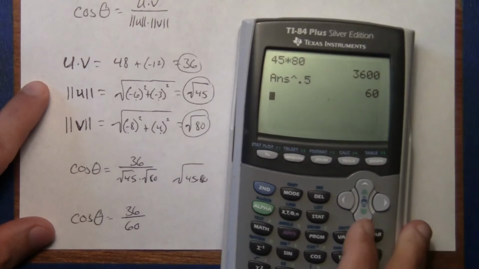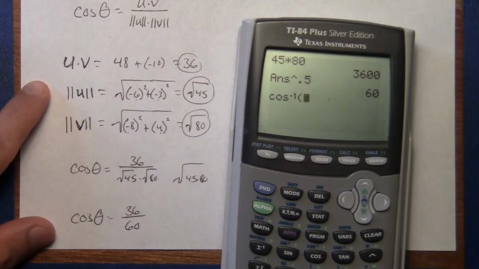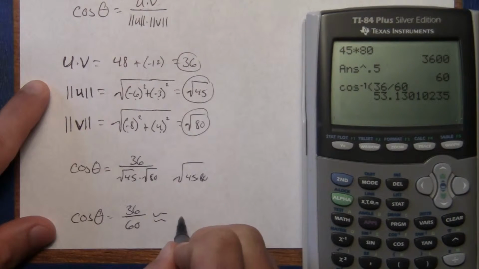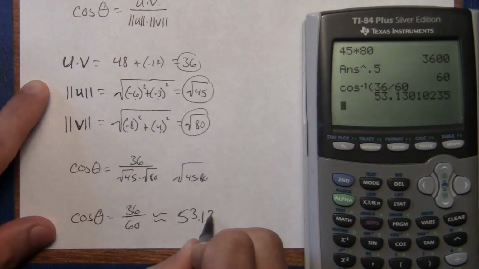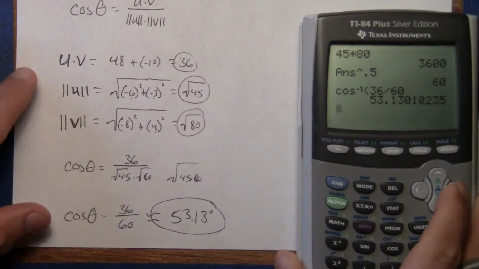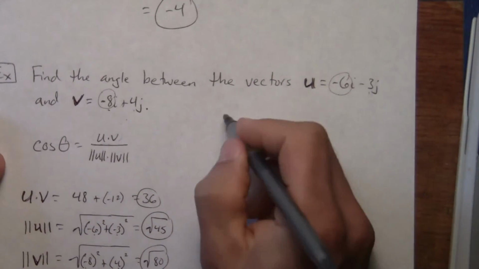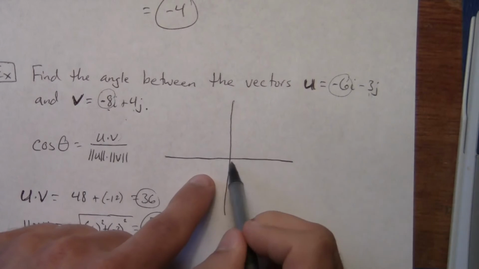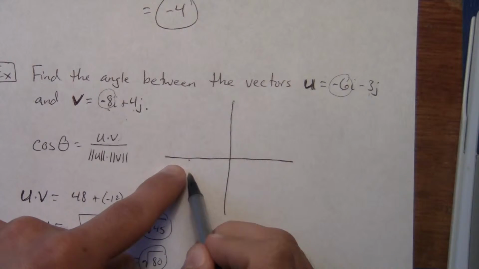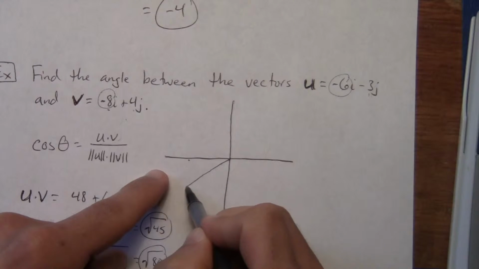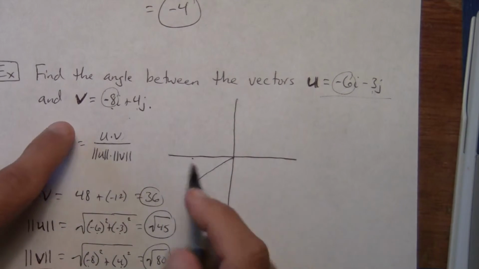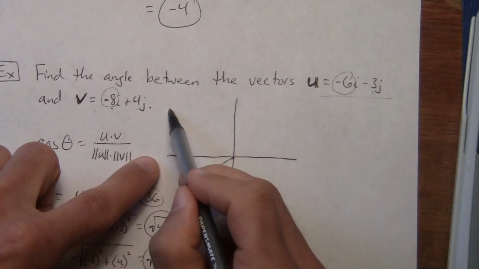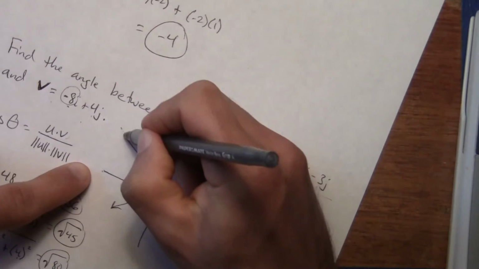And now I'll go ahead and type in my cosine inverse. So cosine inverse of 36 divided by 60, and that tells me that the angle between those 2 vectors is 53.13 degrees. If I wanted to draw a picture to verify it, I could. Again, I don't have to be all that accurate here. It's -6, -3, so it looks probably something like that, this first vector. Vector v would be -8, +4, and would look something like that.